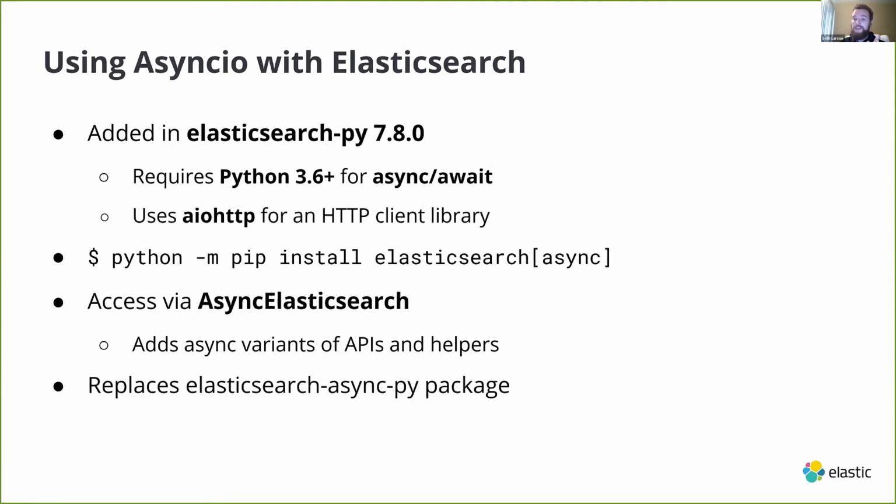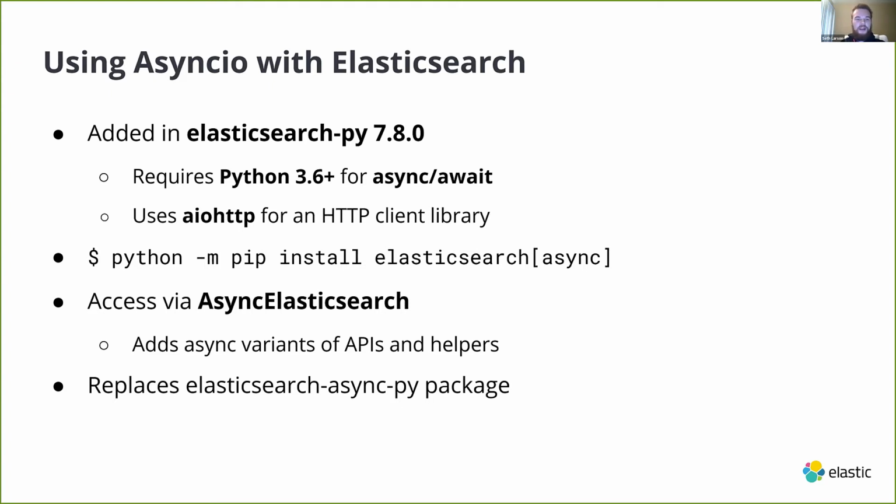Okay, so obviously async I/O in Elasticsearch is a thing. It came out with 7.8, and it requires you to be on Python 3.6 or above because it uses the async and await keywords. Those are new keywords that were added in Python 3.6. And for an HTTP client library, we use AIOHTTP. So that command that you can see there is the suggested way of installing all the dependencies that async Elasticsearch would need. The square brackets on the end with async, that's just an extra, which essentially tells pip to also install AIOHTTP.